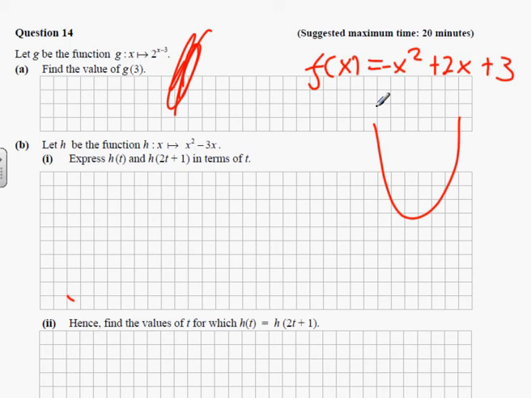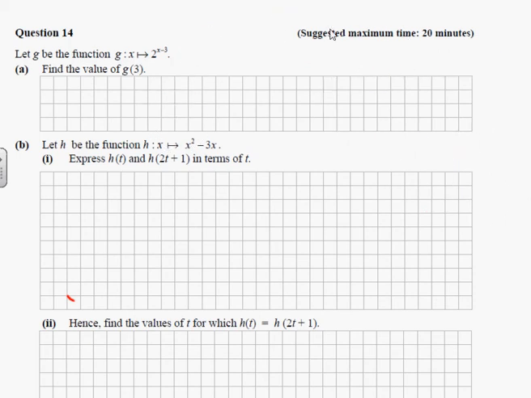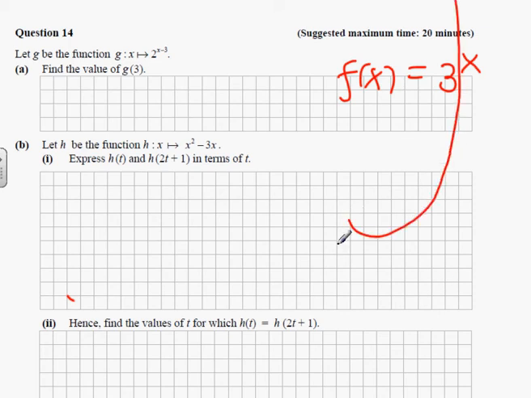And then finally, there's what's called an exponential function. An exponential function is where you have something like 3 to the power of x. Can anybody tell me the shape of this one? It's a curve that gets increasingly steep as it goes on. There are 3 types of functions.